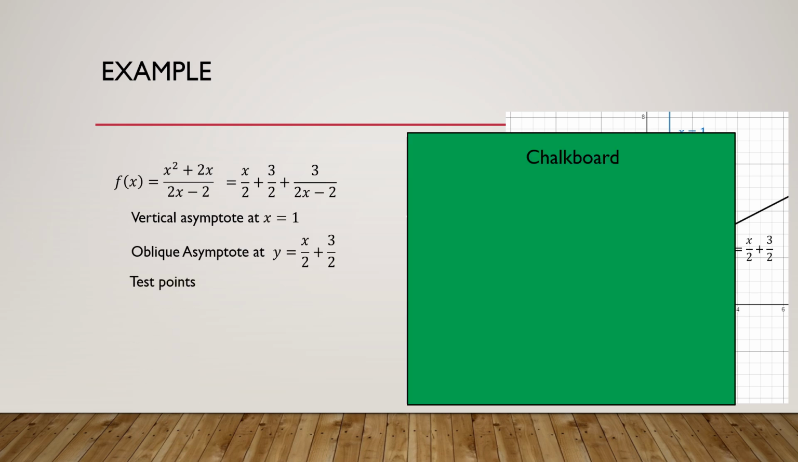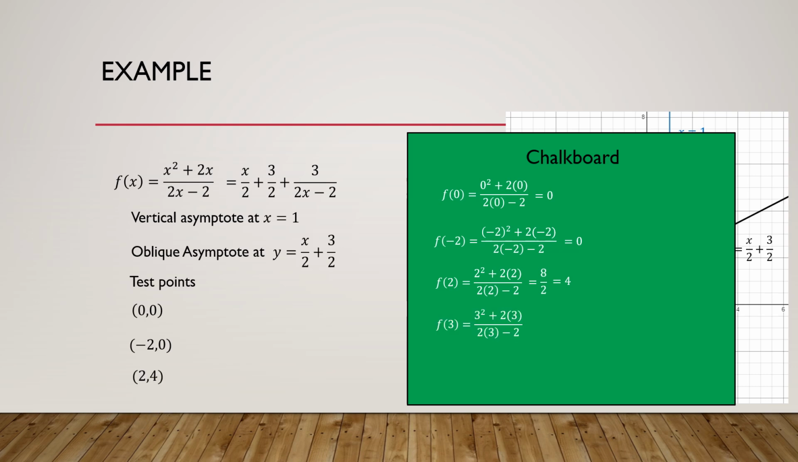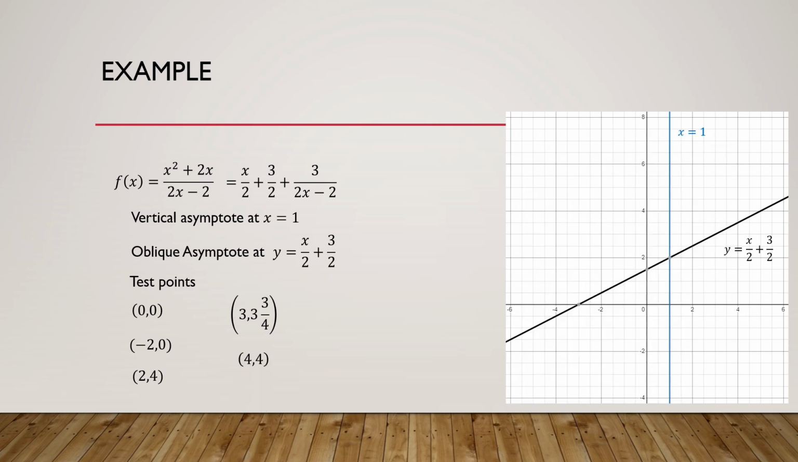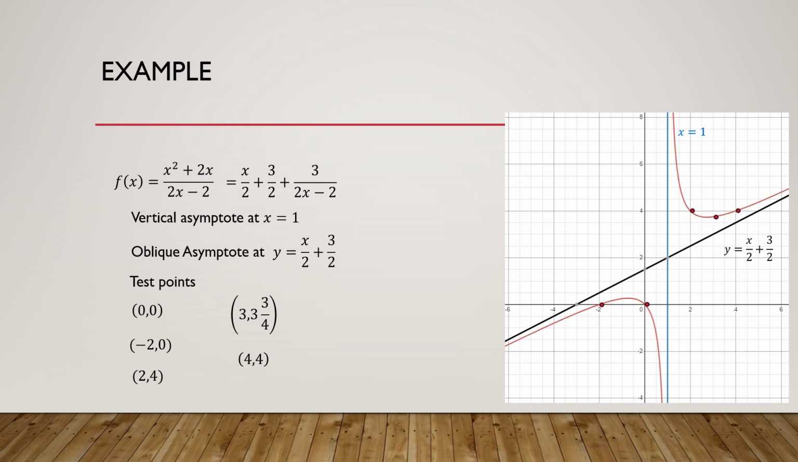Let us next gather a few test points. F of 0 equals 0. F of negative 2 also equals 0. F of 2 equals 8 over 2, or 4. F of 3 equals 15 over 4, or 3 3/4. And F of 4 equals 4. We now place the test points on our graph: (0, 0), (negative 2, 0), (2, 4), (3 3/4), and (4, 4). We can now sketch the graph with some degree of accuracy.